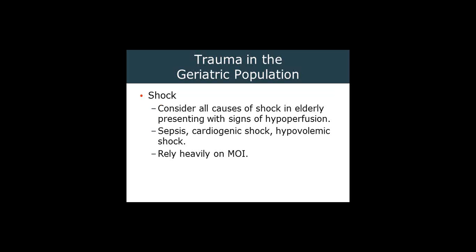So shock. Consider all causes of shock. Sepsis, cardiogenic, hypovolemic are very common in these populations, and this is why it's very important for us to look closely at the mechanisms or the nature to try to determine what possibly has happened. Sometimes it's very difficult to determine, so we have to do a lot of detective work.